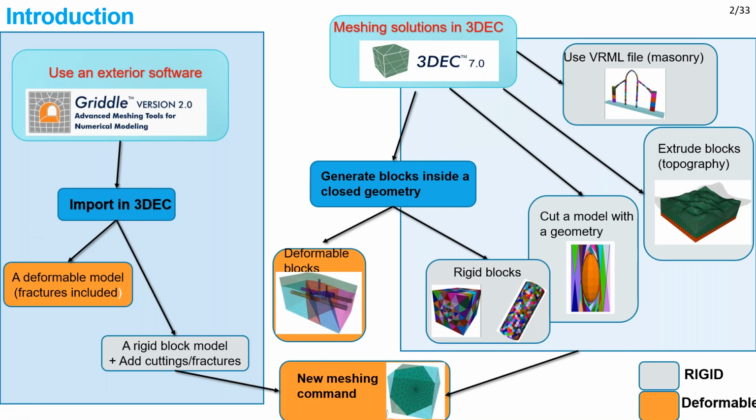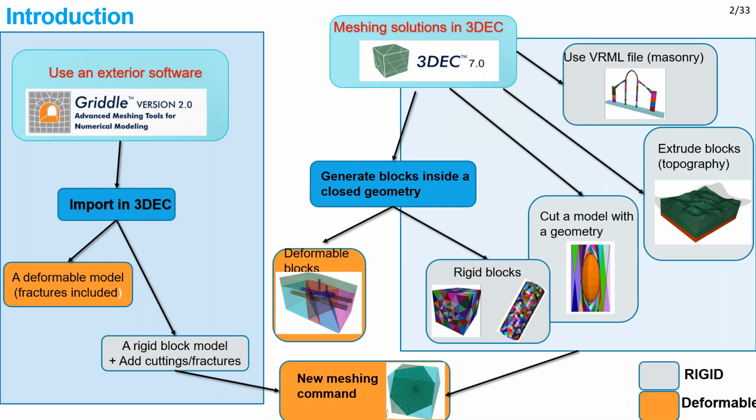So on the left, I have put some figures about meshing solutions using software exterior to 3DEC. For example, we can do the meshing entirely outside of 3DEC, for example with Griddle, and import the meshing in 3DEC in the form of either deformable blocks or rigid blocks.